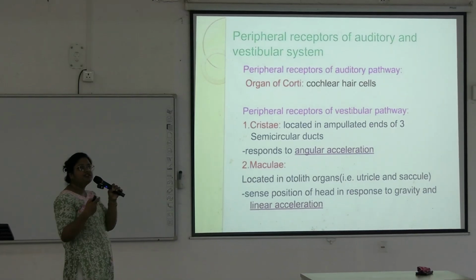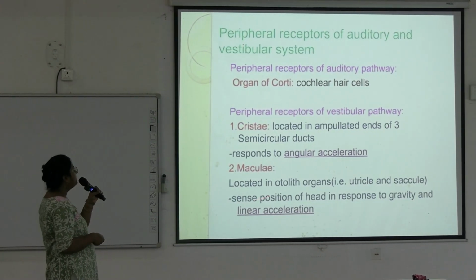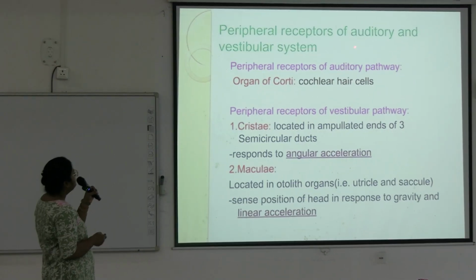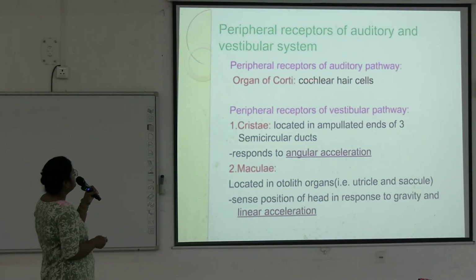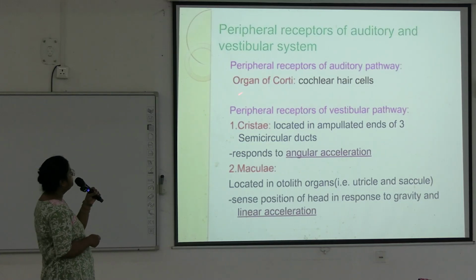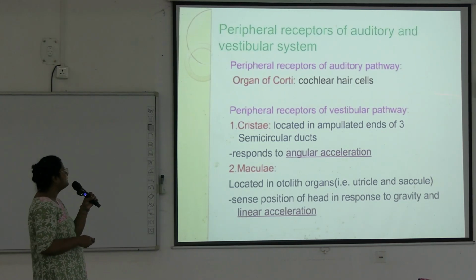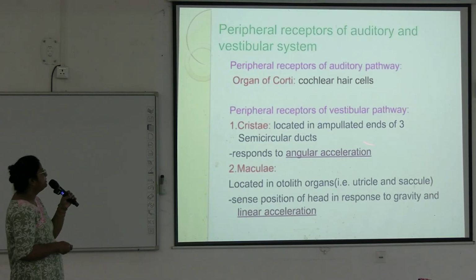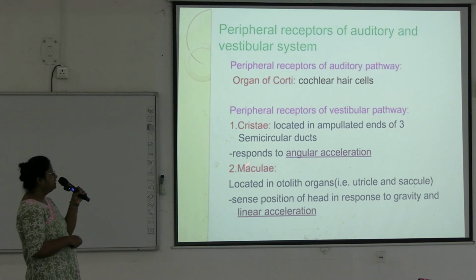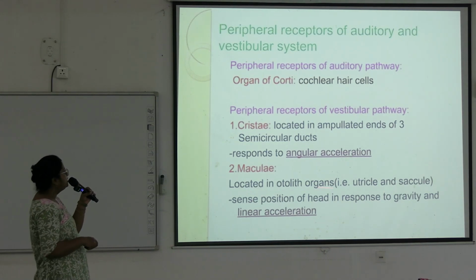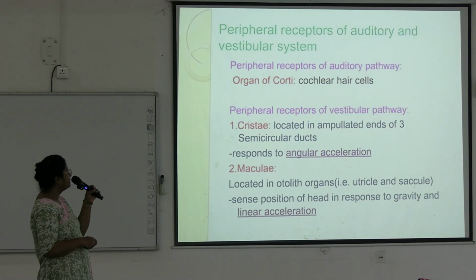So 3 types of receptor we have got: organ of Corti, crista and macule. These are the peripheral receptors for the auditory and vestibular systems. The peripheral receptor for the auditory pathway is the organ of Corti, which is formed by cochlear hair cells. And the peripheral receptors of the vestibular pathway are of 2 types, cristae and macule. Macule is lying in the utricle and saccule and cristae is lying in the semicircular canals.